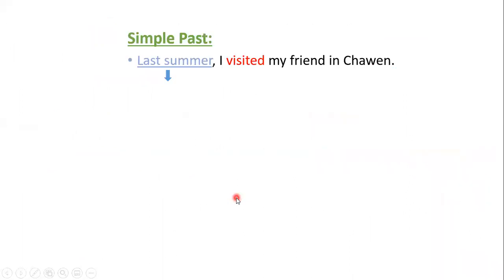Now, let's look at this sentence, which is in the past, and we're using the simple past, of course. Last summer, I visited my friend in Chaouen. Chaouen is in the north of the Moroccan kingdom. So last summer, I visited my friend in Chaouen. Let's look at the timeline. It is in the past, of course. We're using the past simple.